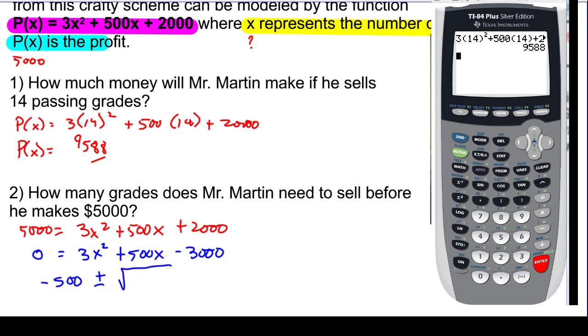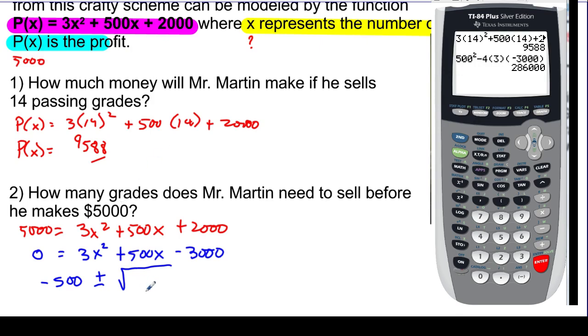So in this case, b squared would be 500 squared. So I'm going to just type that in. 500 squared minus 4 times a, which is 3, times c, which is negative 3,000. Okay? And that comes out to be 286,000.